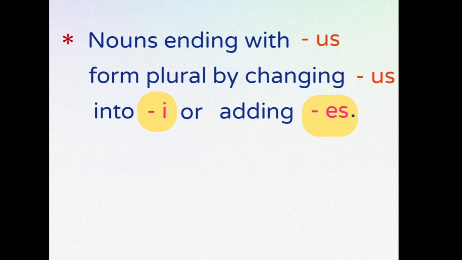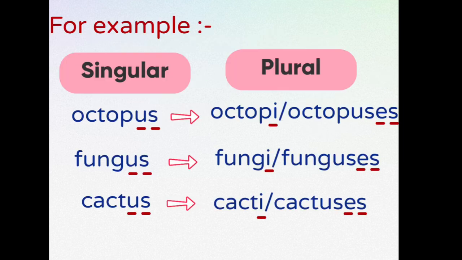Next, understand that many nouns taken from foreign languages have their own plural forms. Nouns ending with us form plural by changing us into i or adding es. For example, octopus, it is ending in us. So either removing us, i will be added, meaning octopi, or es will be added to octopus, that will be octopuses in its plural form. Similarly, fungus will become fungi or funguses in its plural form, and cactus will become cacti or cactuses in its plural form. Right? So I hope you have understood till now.